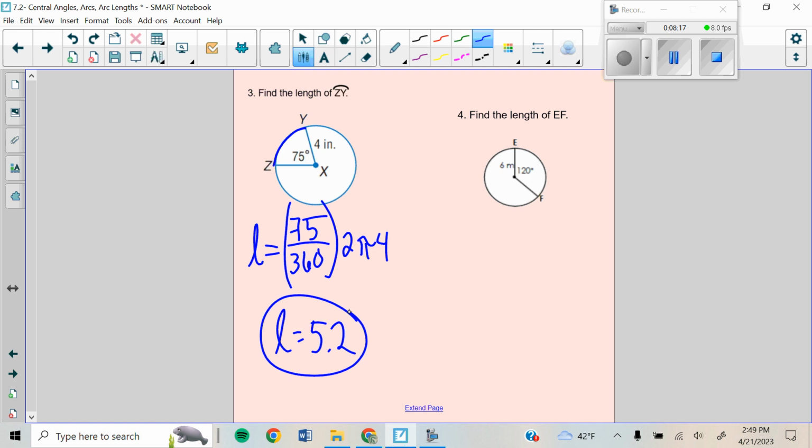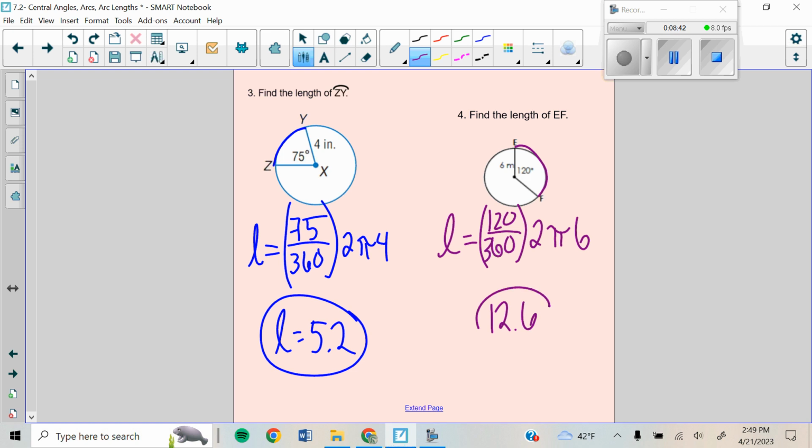All right, let's go ahead and set up our next one. So our length equals, here we're finding EF. And so we have 120 over 360, and then 2 pi times my radius, which is 6. Again, they gave me a radius, so I'm going to write 2 pi r. Typing that into your calculator, you get 12.6.